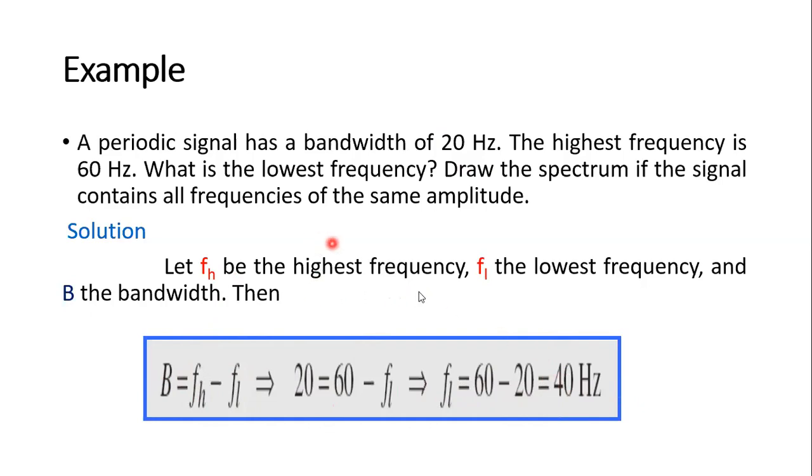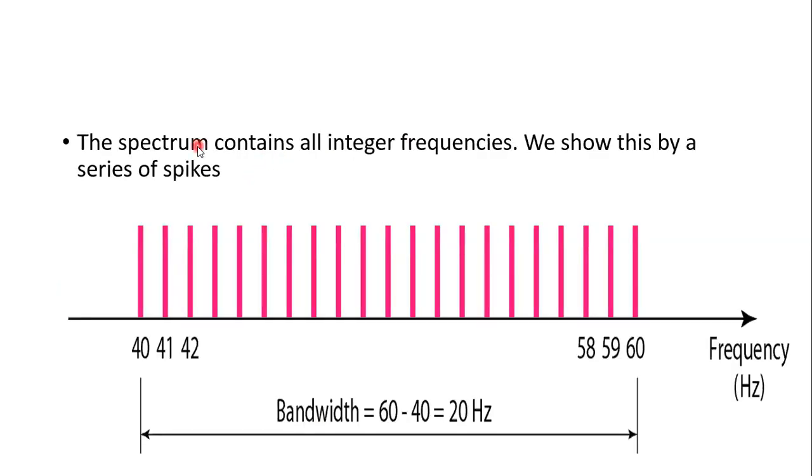So like that, if the lowest frequency is given, then we can also calculate the highest frequency. So this is the spectrum diagram. The lowest frequency is here 40 and the highest frequency is here 60. Therefore, the voltage is constant and hence 41, 42, etc. Then this is the 60. Therefore, the bandwidth equals highest frequency minus the lowest frequency, so 20 hertz.